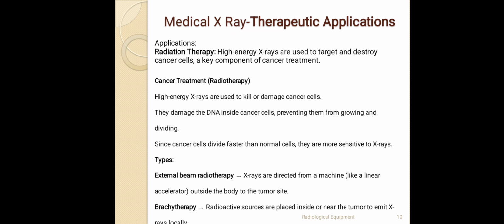In therapeutic application, the types of X-ray treatment are, for example, external beam radiotherapy and brachytherapy. In external beam radiotherapy, the X-rays are directed from a machine like a LINAC, linear accelerator, outside the body to the tumor sites, and are used to destroy the cancer cells. In brachytherapy, the radioactive source is placed inside or very near the tumor to emit the X-rays locally. So these are the types of therapeutic applications of medical X-rays.